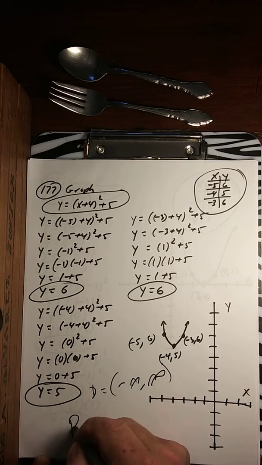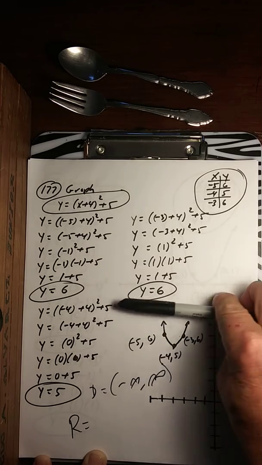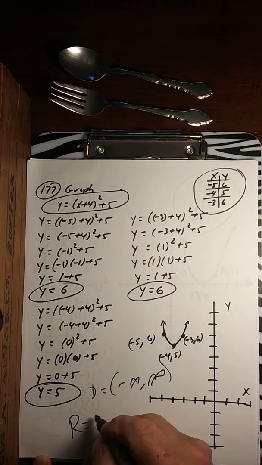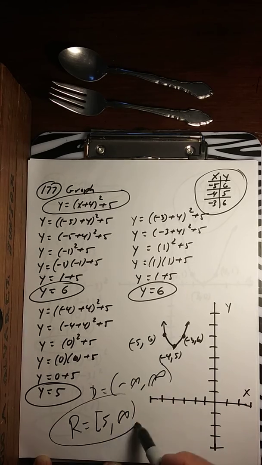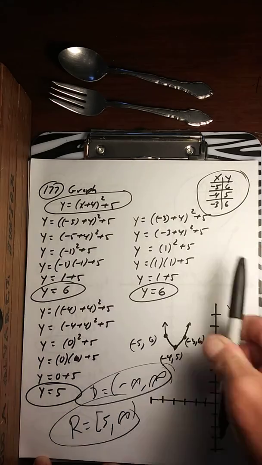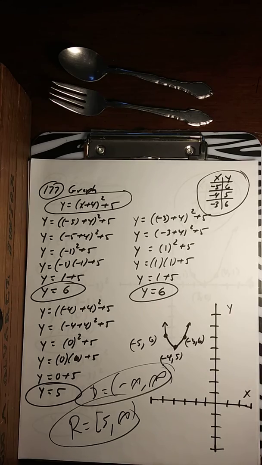And the range is, it goes where? From negative, up from 5 to where? Infinity. Okay, 5 this way.